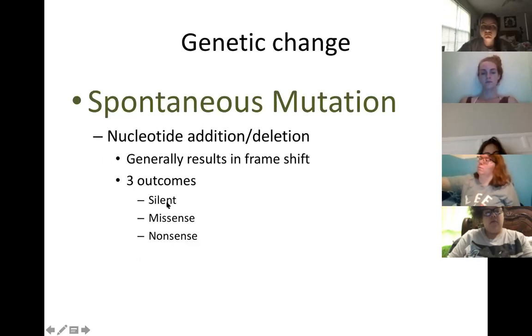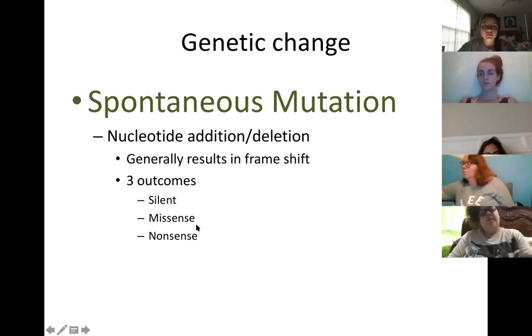And again, just like before, you have these different outcomes: silent, missense, and nonsense. More often than not, though, if you're causing frame shifts, you're probably going to fall into this missense or nonsense category.